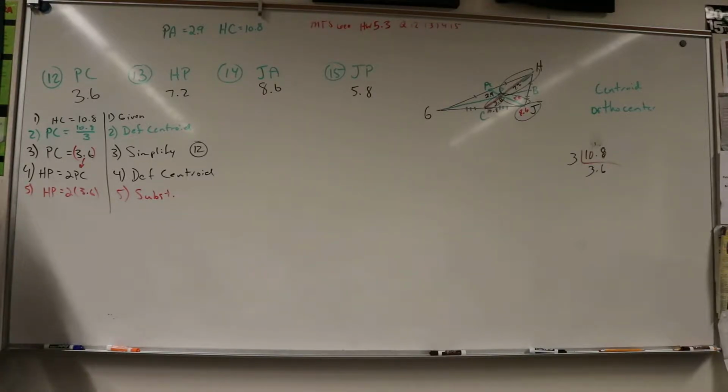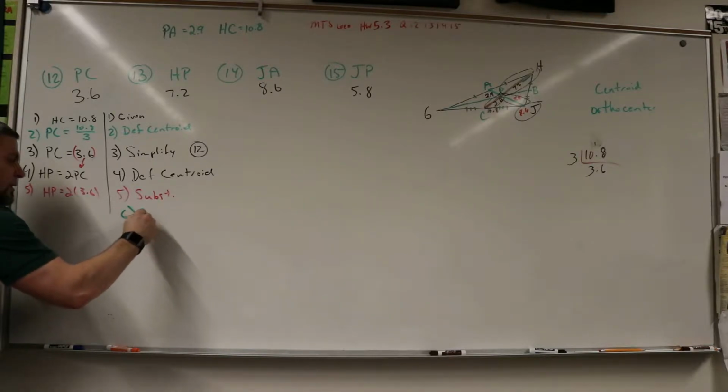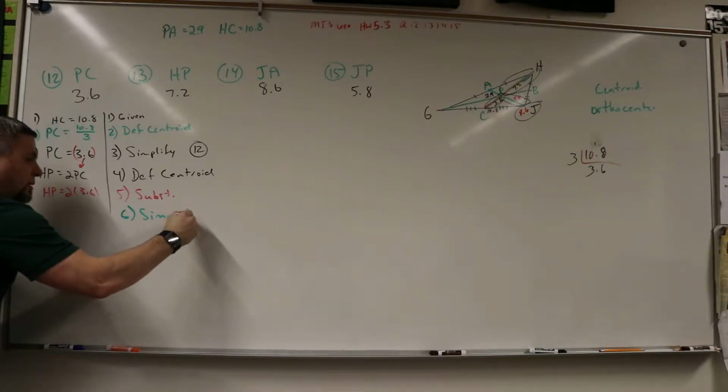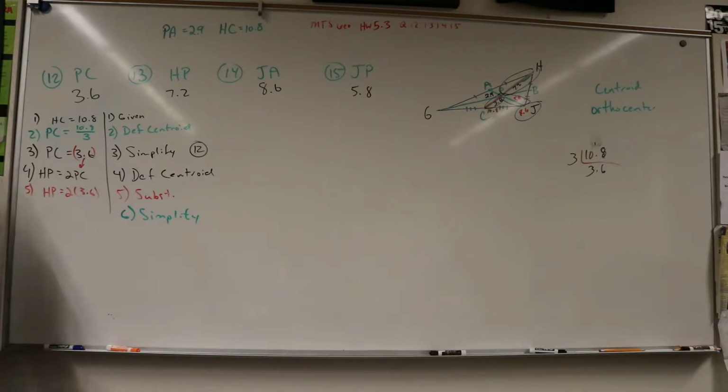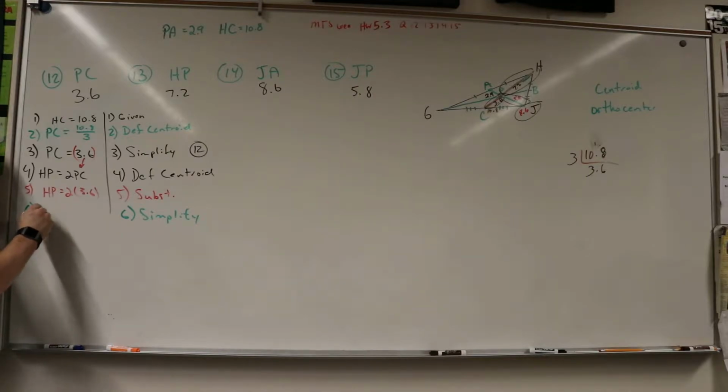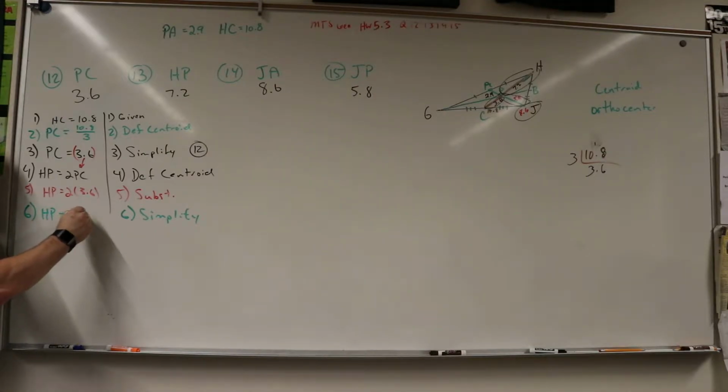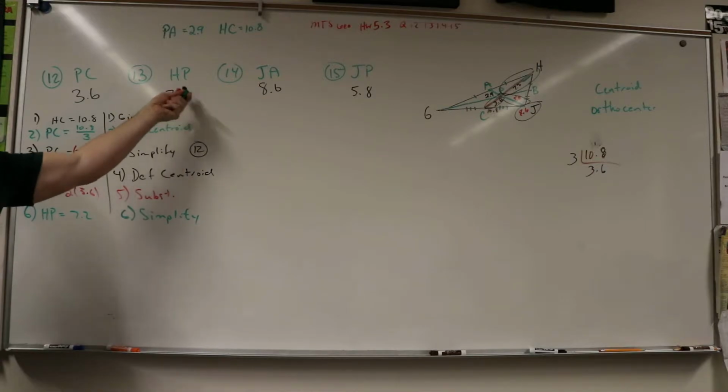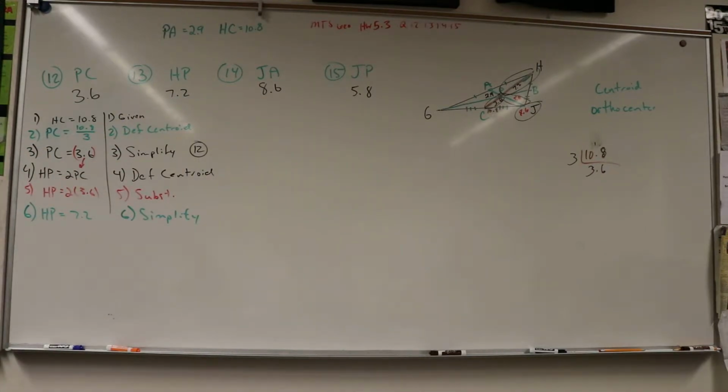And so what's the next step to that? What do I do after that? Simplify. Simplify, which means what? Not divide. Multiply. You do what it says. 2 times 3.6, which is? And that's how we came up with 7.2. Okay?